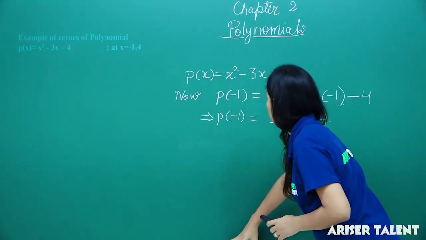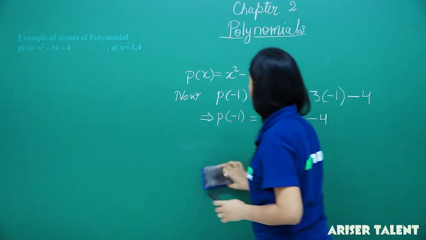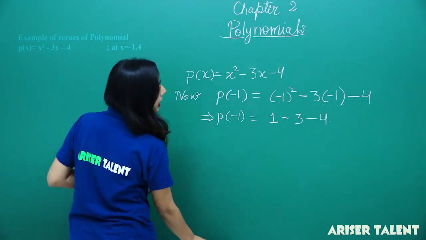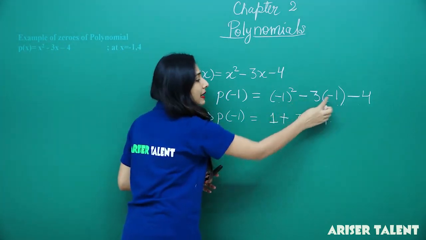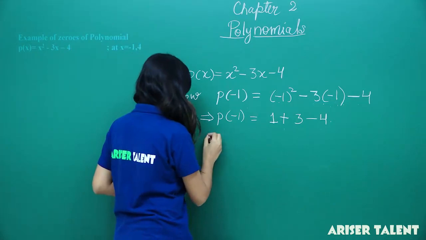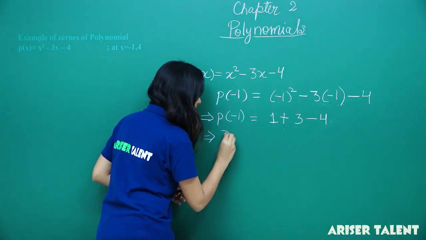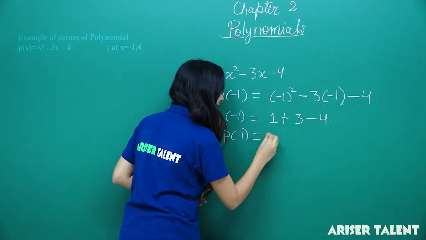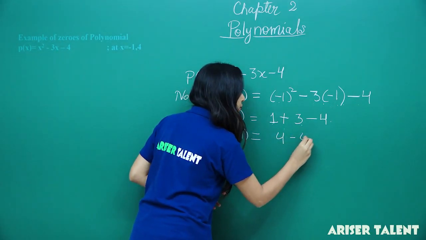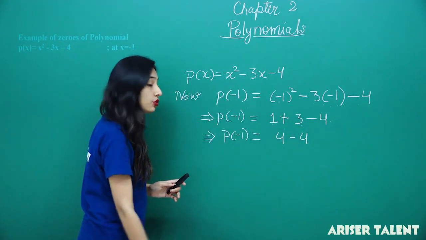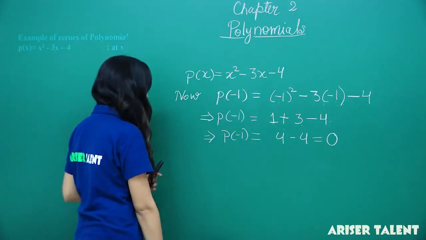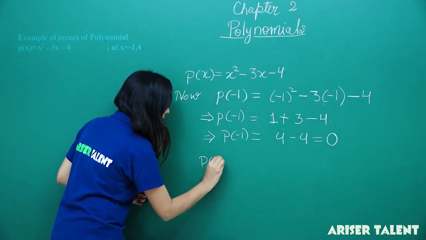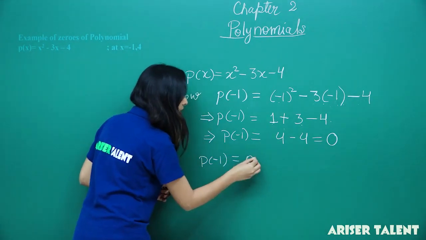We have written minus here, it's plus because minus minus is plus. Correct it. Now, p of minus 1 will become 1 plus 3, which is 4, and this is 4 minus 4. So, this will give you a 0, right? Now, p(minus 1) equals 0.